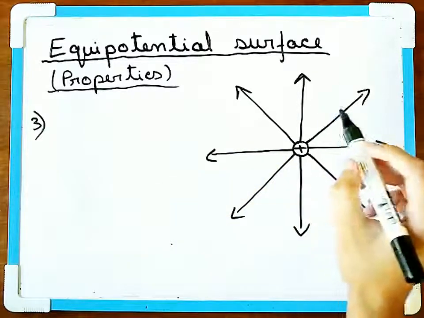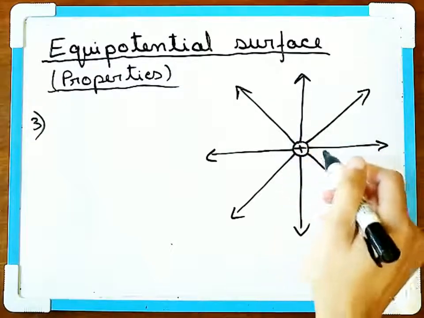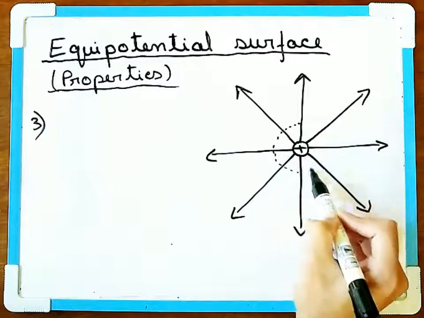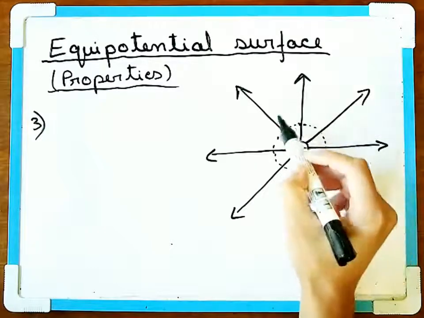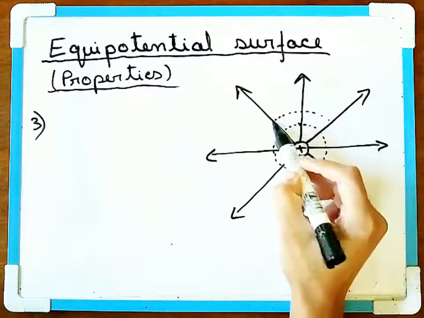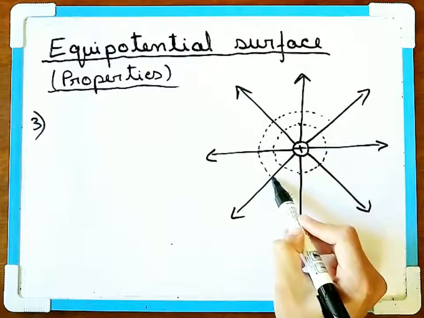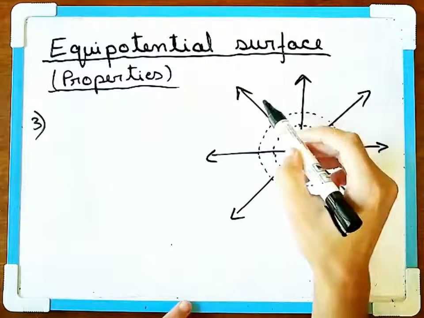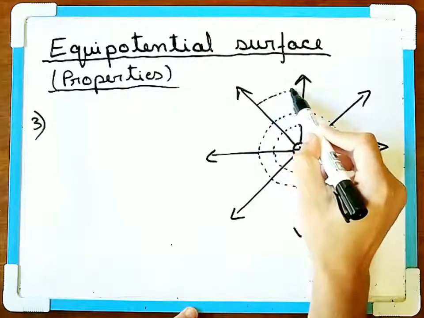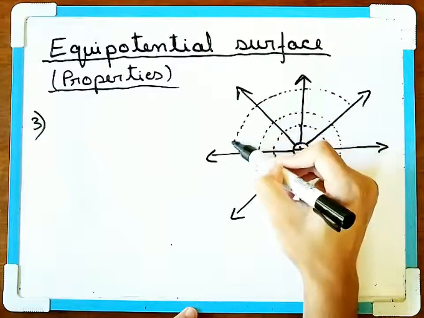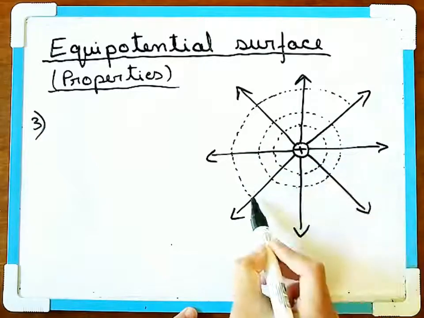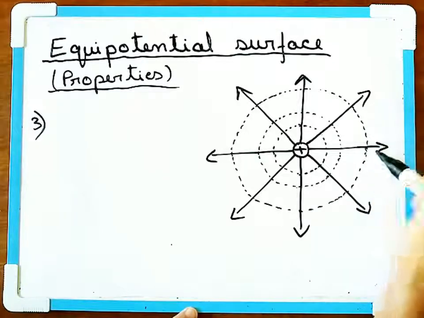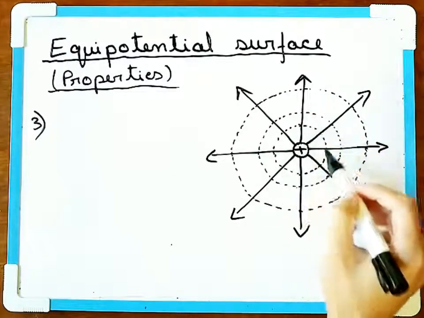Now if I have to draw the equipotential surfaces in this case, then I shall draw spheres enclosing this charge, and this charge is at the center of those spheres. So we have the first equipotential surface, then we have the second equipotential surface, then we have the third equipotential surface. Okay, so these are the equipotential surfaces, the first one, the second one, and the third one.